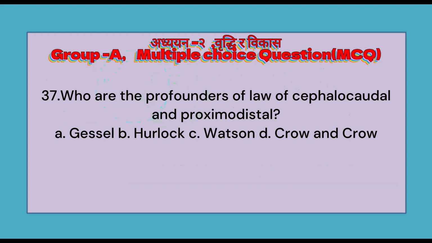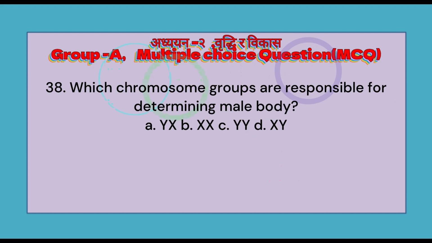37. Who are the propounders of the law of cephalocaudal and proximodistal? A. Jessel. B. Hurlock. C. Watson. D. Crow and Crow. Correct answer: A. Jessel.